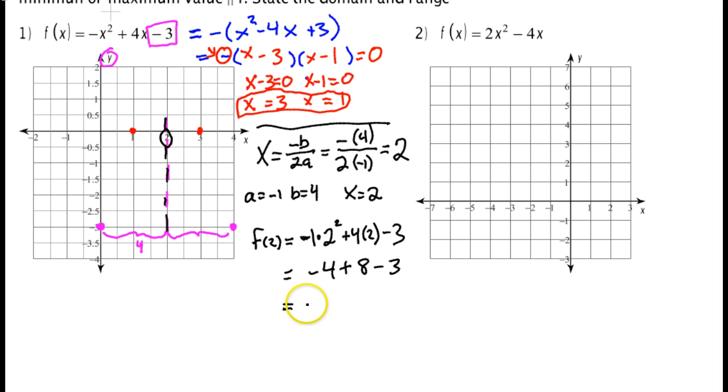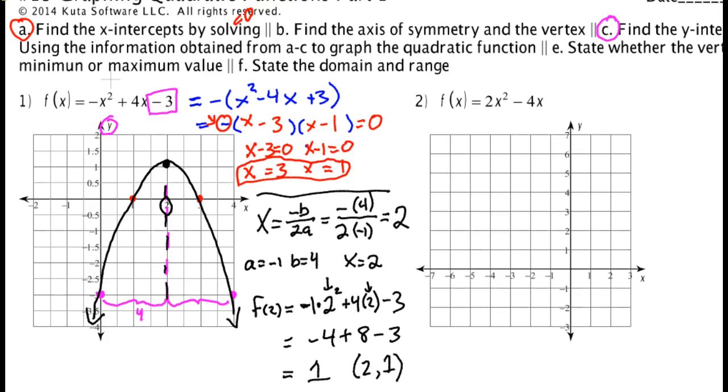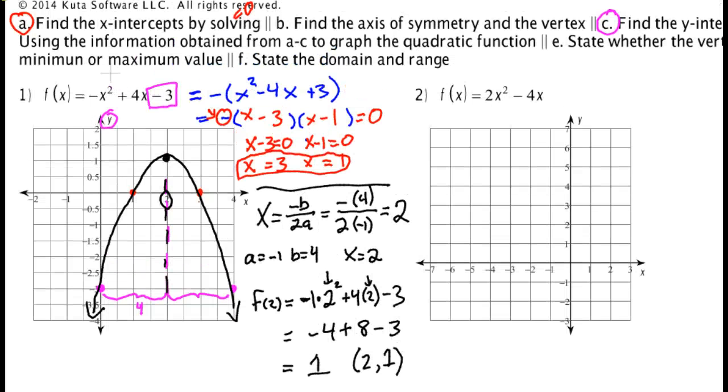So my answer is what? 1. So the vertex is at 2. Okay, that's the x I plugged in, right? So the x is 2, and the y I got is 1. So 2, 1. And that fits the parabola shape very well. So we expect that. Very good. Okay. So that's B.